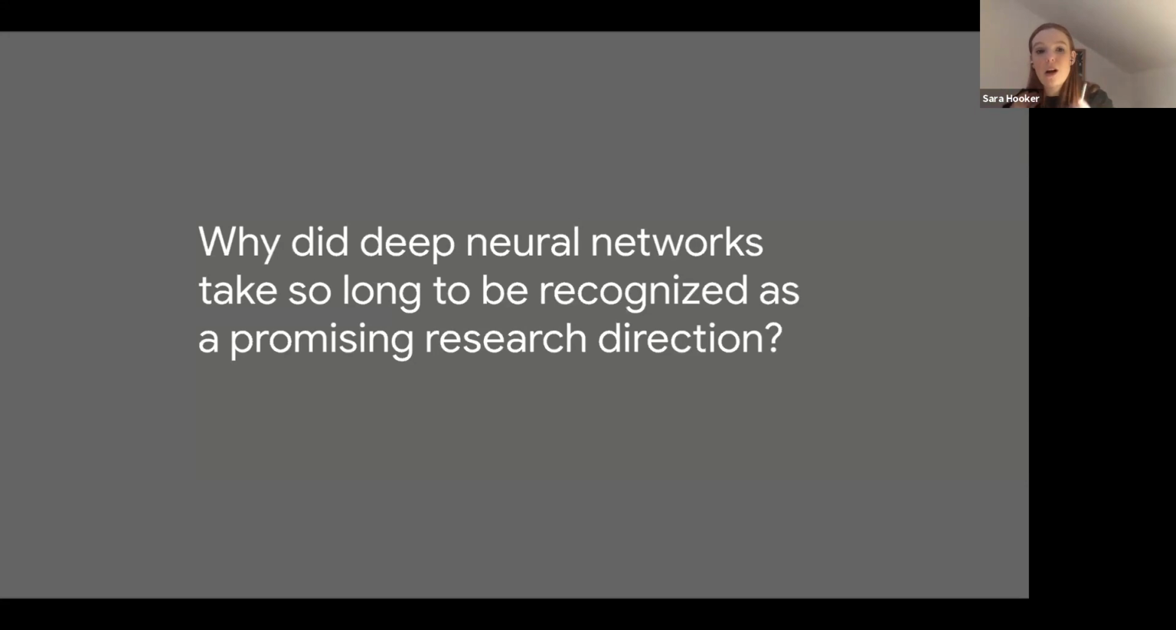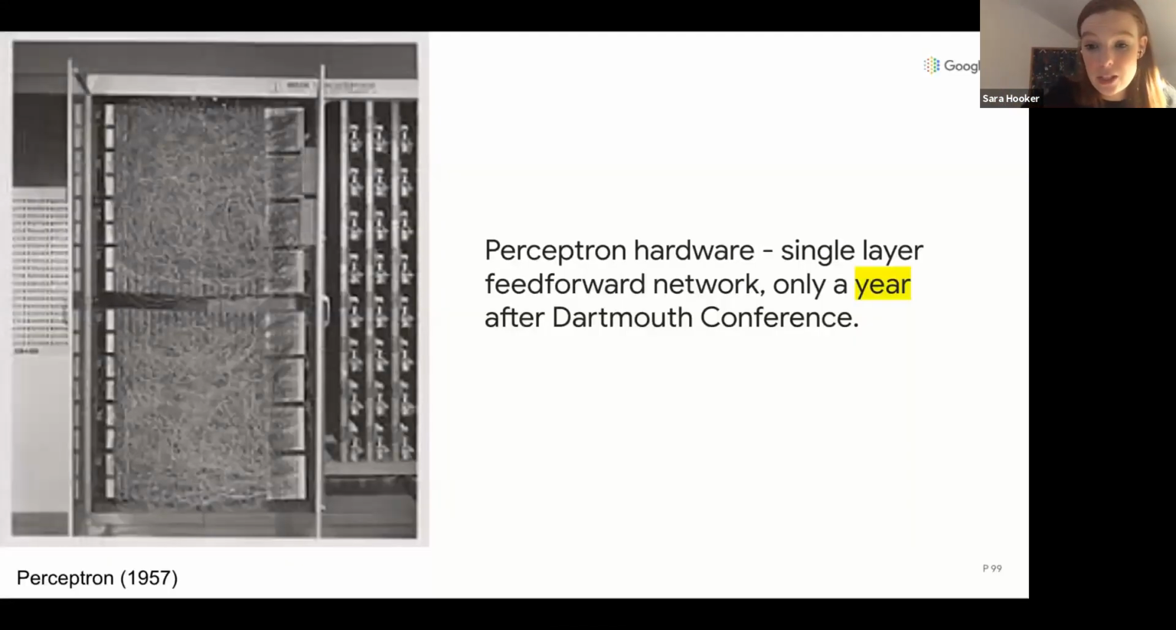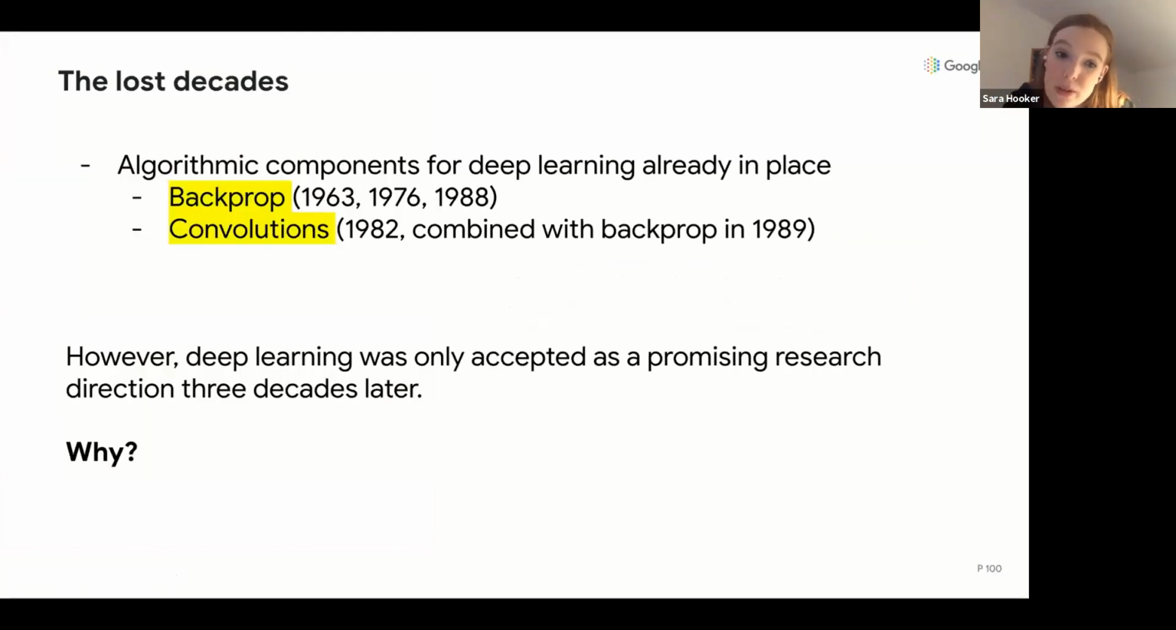So why did it take so long for deep neural networks to be recognized as a promising research direction? The perceptron, which is a single layer feed-forward network, was released only a year after the Dartmouth conference. In fact, many of the components for deep learning were already in place. Backprop was invented not once, not twice, but three times, in 1963, 1976, and 1988, independently. And convolutions were proposed in 1982, but were combined with backprop in 1989. However, deep learning was only really accepted as a promising research direction three decades later. So the question is why?